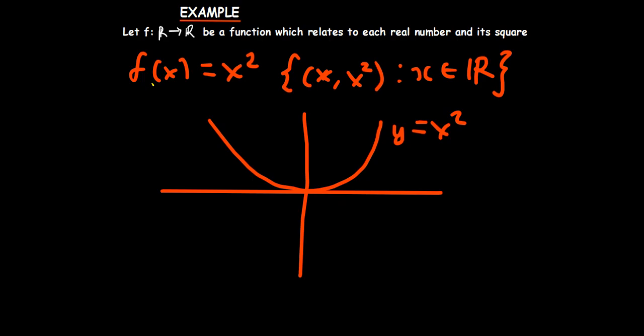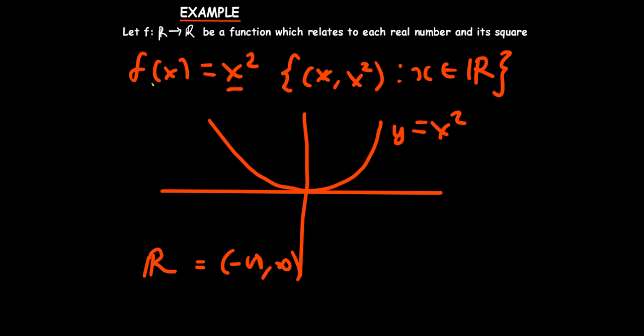Then the domain of the function is R, the set of real numbers, which can also be represented in interval form as negative infinity to positive infinity. Meaning for every real number I take, be it -1, 1, 2, 3, and square it, this function will still be defined when I place in any real number.